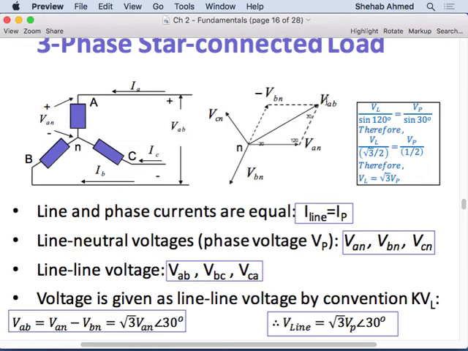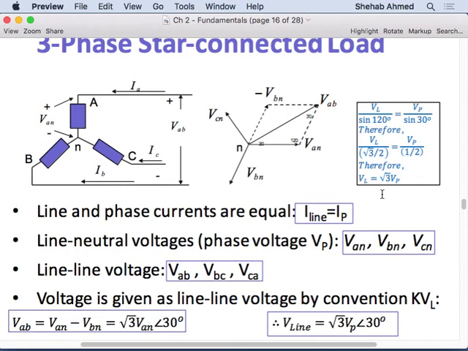What do you notice about VAB? It's larger in magnitude, and is it in phase with VA? It's leading VA by 30 degrees, and the math is here. So the trigonometry that is needed is over here. But if you look at the trigonometry, basically, yes, VAB is leading by 30 degrees, and it is square root of 3 larger than VA. Right? So the phase voltages are square root of 3 less and lagging the line voltage. Or the line voltage is square root of 3 more and leading the phase voltage.